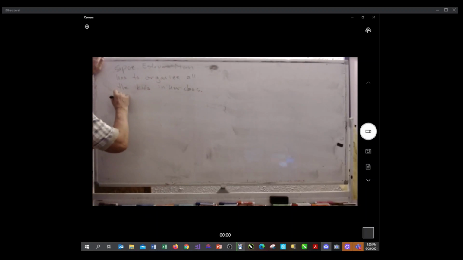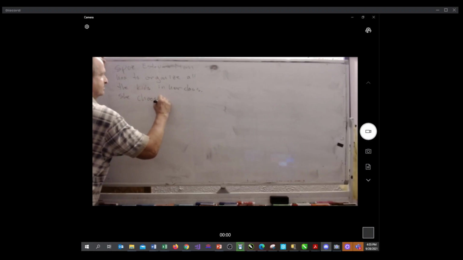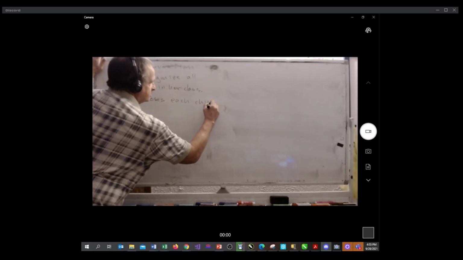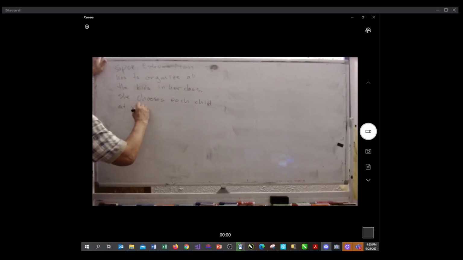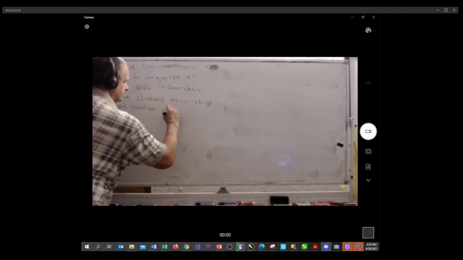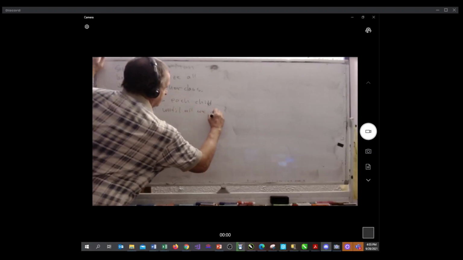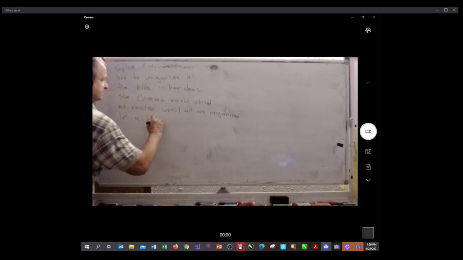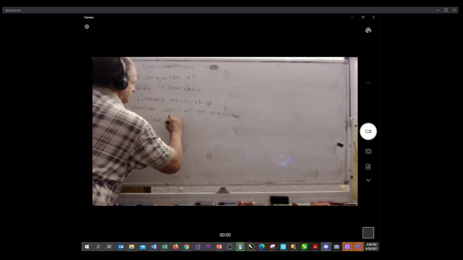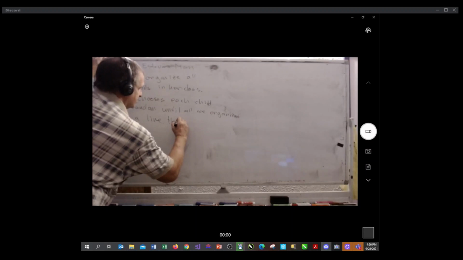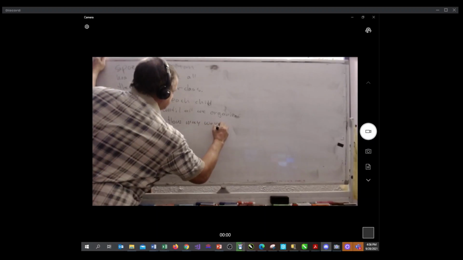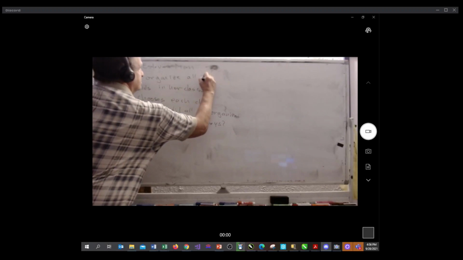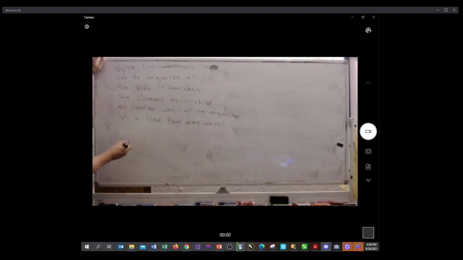Okay? She chooses each child at random until they are all organized in a line. Okay? How many ways to organize? Well, 22, right? How do you get 22 factorial? We don't even know what that is yet.